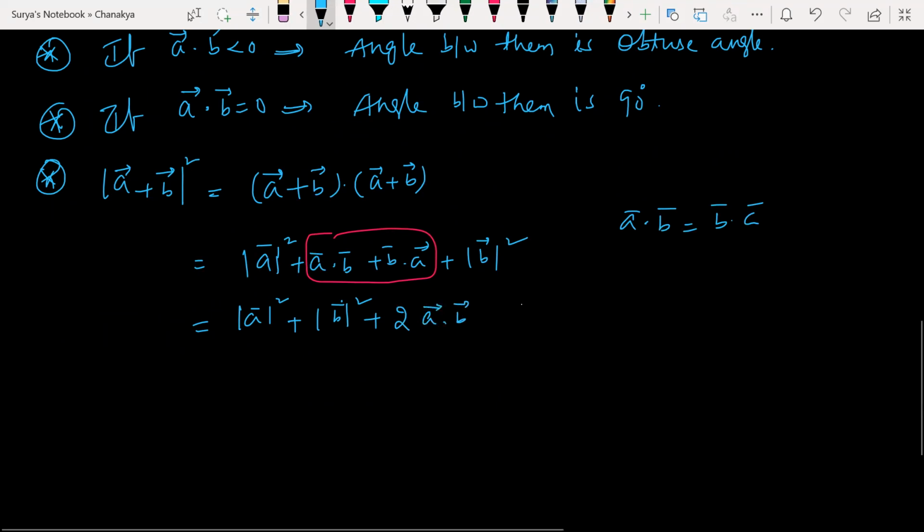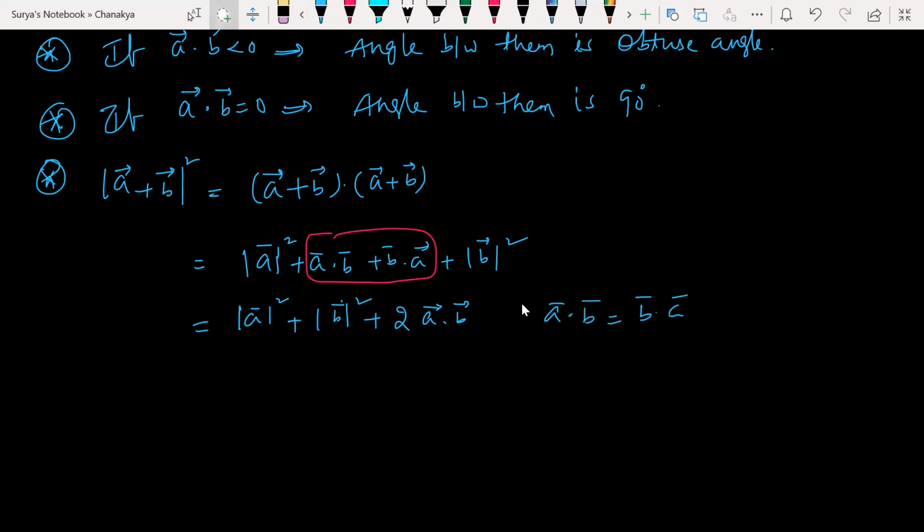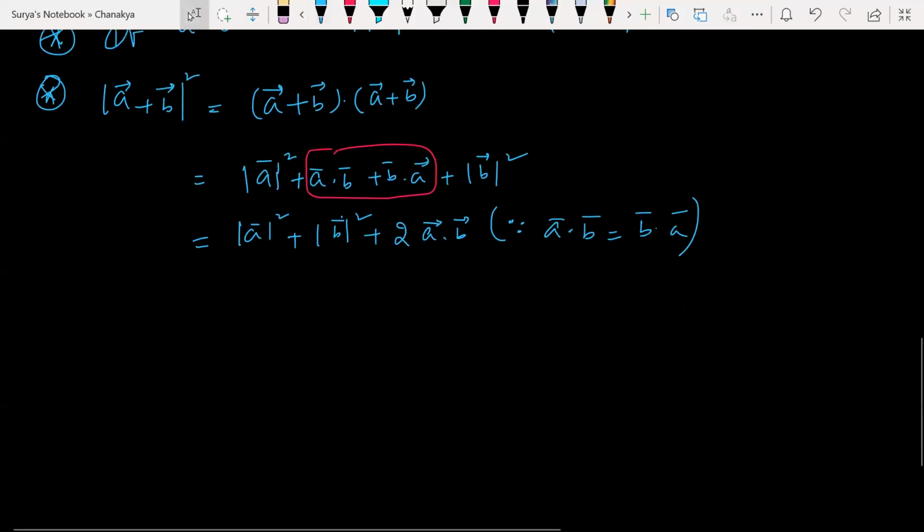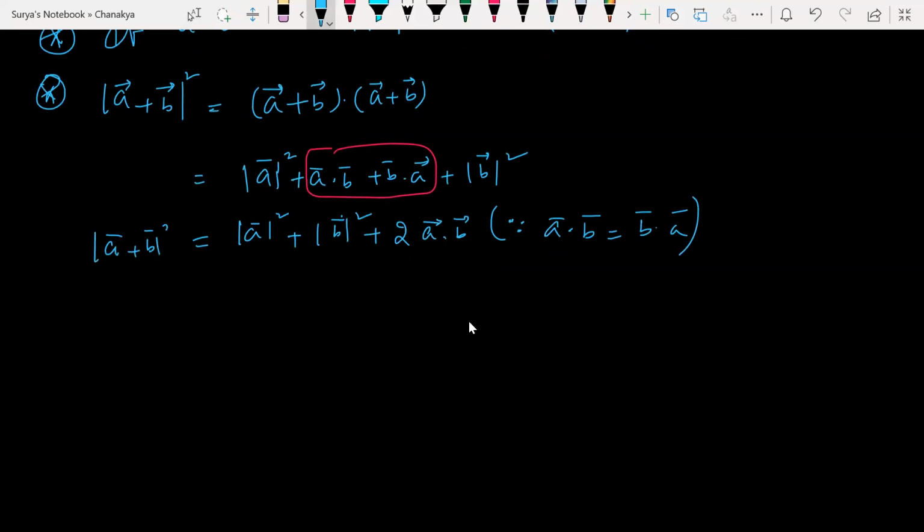Can I write? Yes, sir. Now, since in bracket you can write this, b dot a. Clear? Formula, sir. A plus b whole square formula. All right, a plus b whole square formula type of thing. Clear? Hope it is clear. So what happens now, whenever you get magnitude of a plus b vector, magnitude of a plus b whole square, this is nothing but this is what you get.